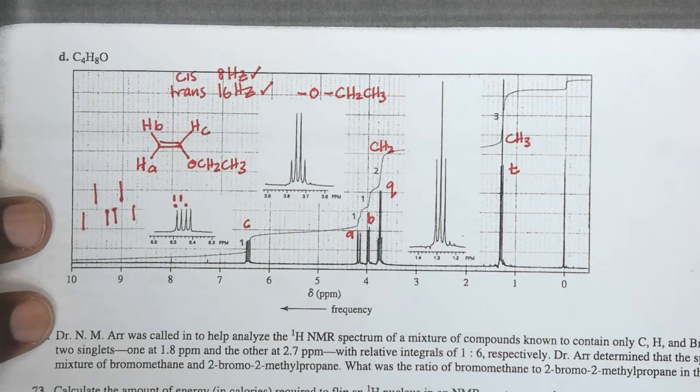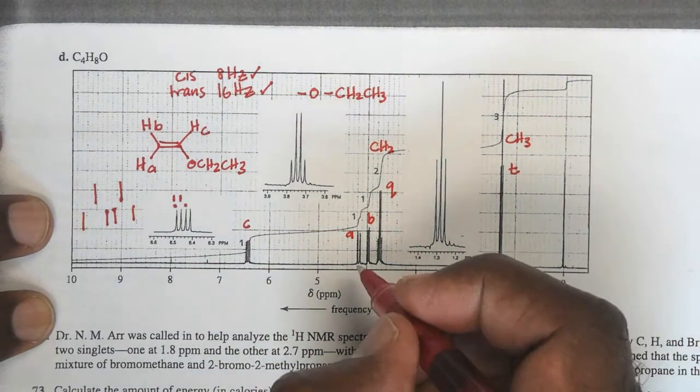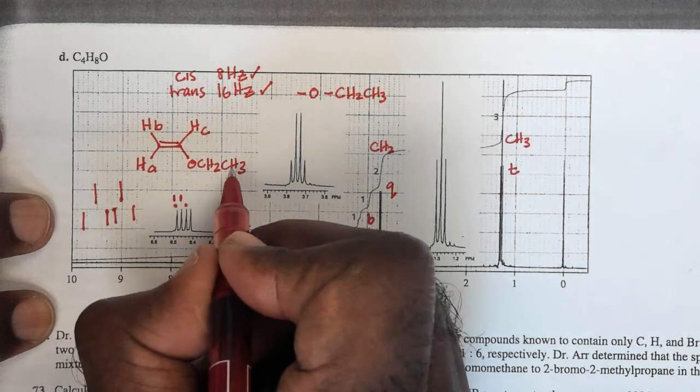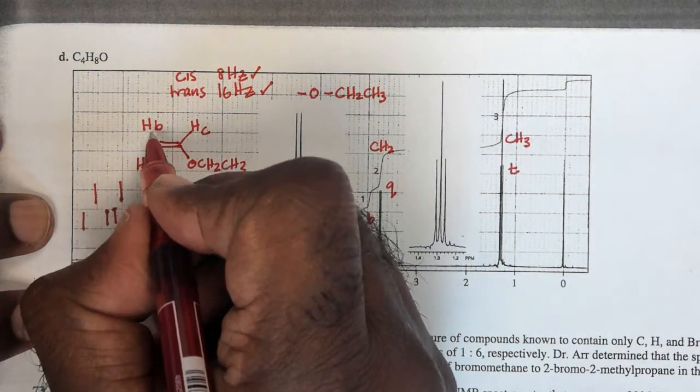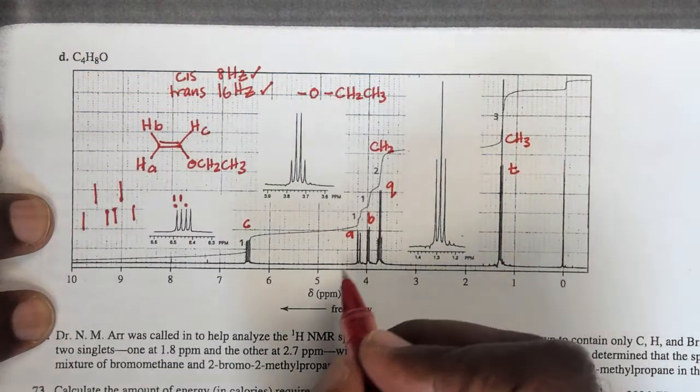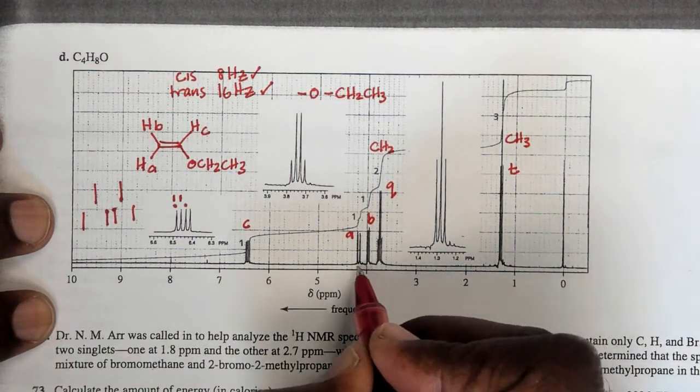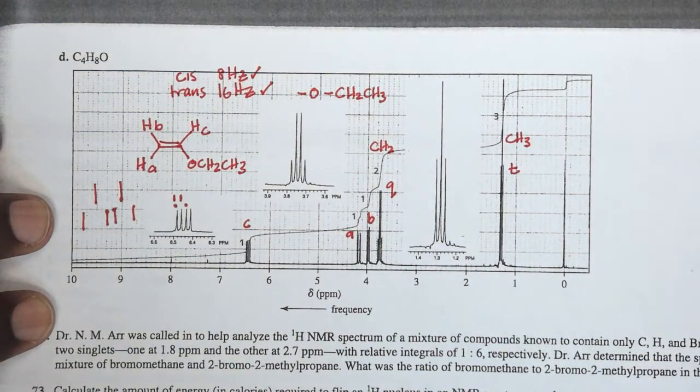So this is a nice example. The effect of having an ethoxy group on this double bond somehow shields the resonances of A and B, so they're no longer around here, they fall in that region. So this is a nice example to note of an NMR spectrum where we have protons on a double bond.